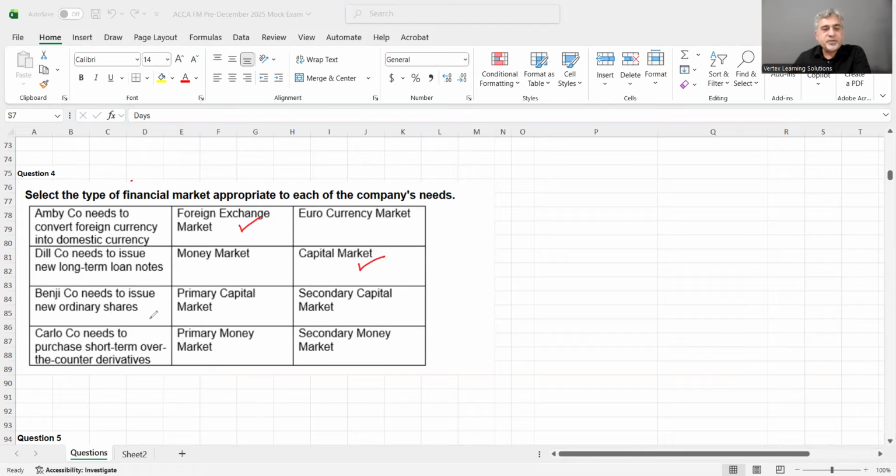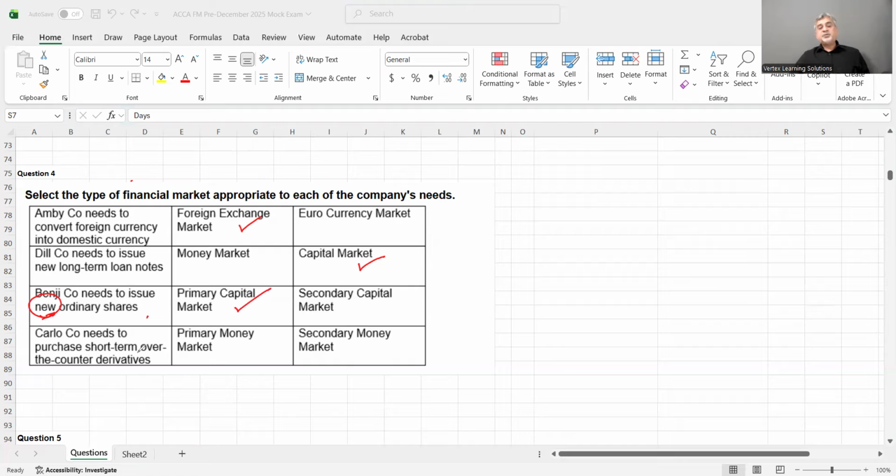Benji company needs to issue new ordinary shares. Whenever you issue shares for the first time, that is called the primary market. When the company issues shares, this is called the primary market. And once the company has issued shares, people start buying and selling to each other on the stock exchange. That is the secondary market. But because they are issuing new shares, that is a capital market.